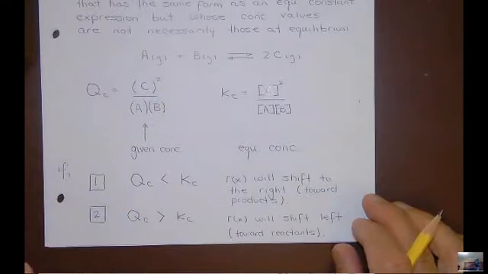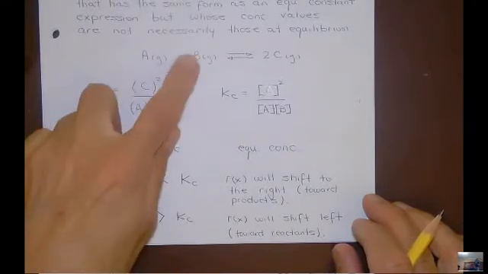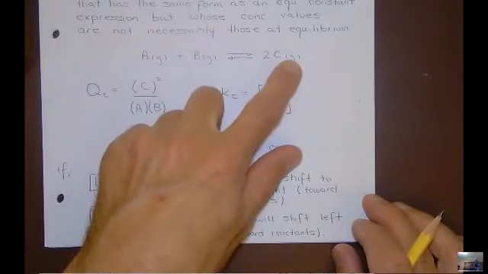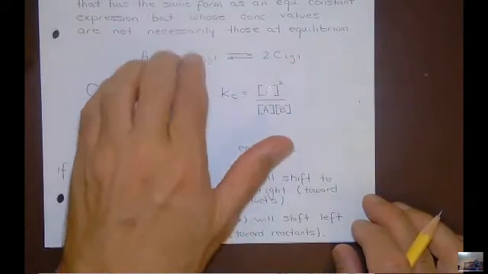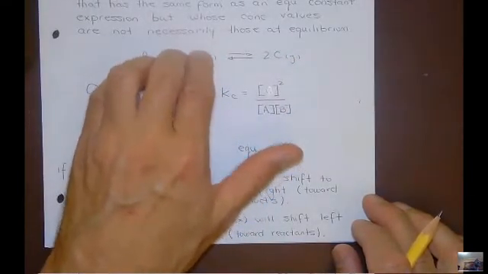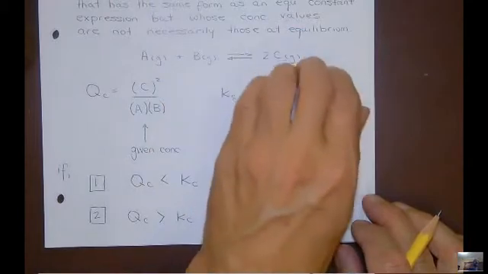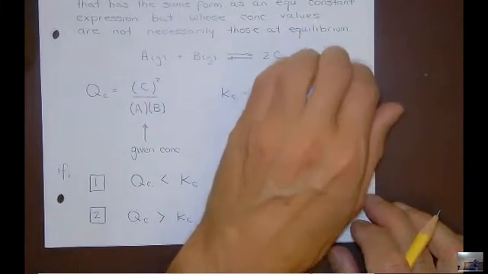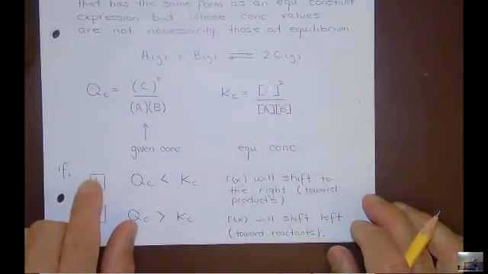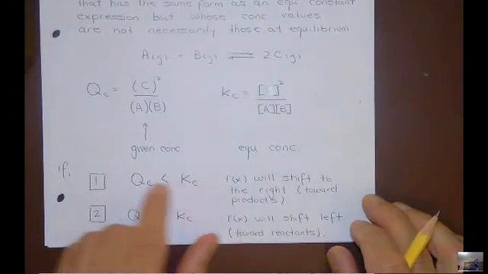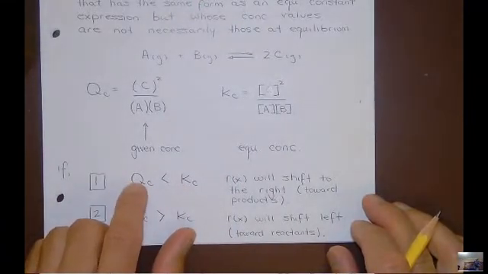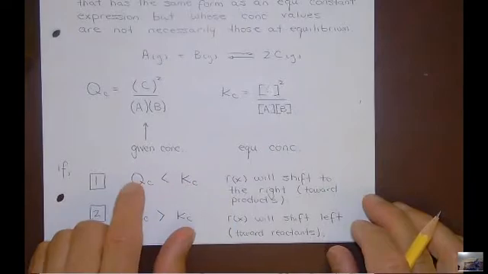Usually, you're going to throw some A in, some B in, and some C in. And then you're going to ask, am I over here? Do I have too much reactants and it has to go to the right? Or am I over here? I have too much product and it has to go to the left. So first scenario, if KC is greater than QC.